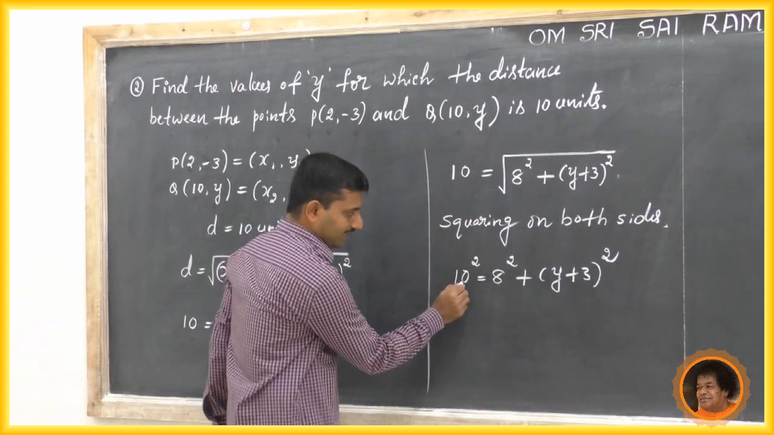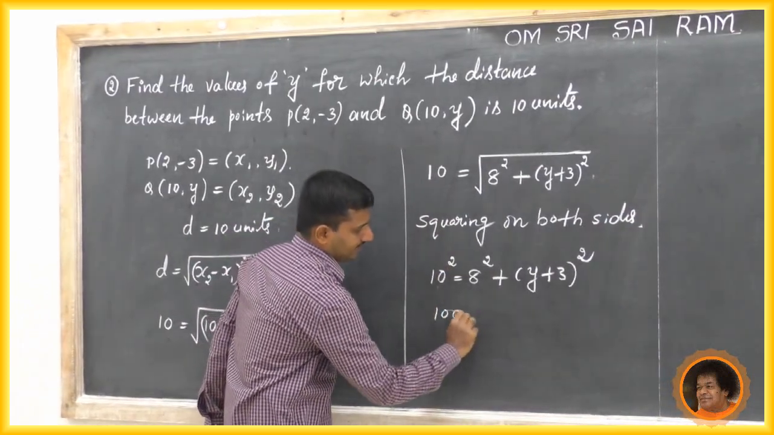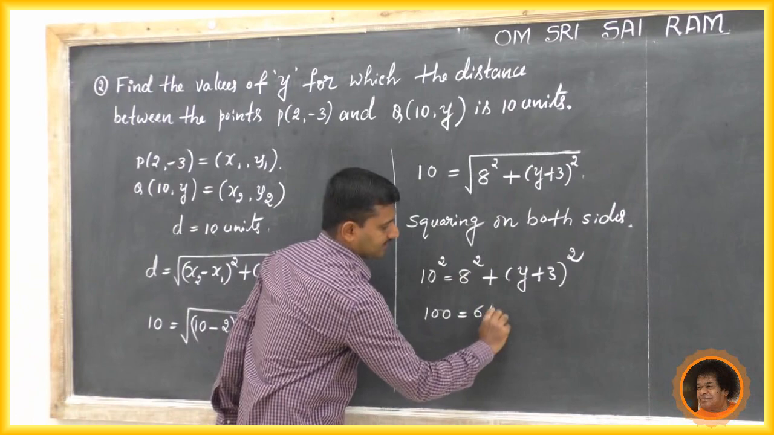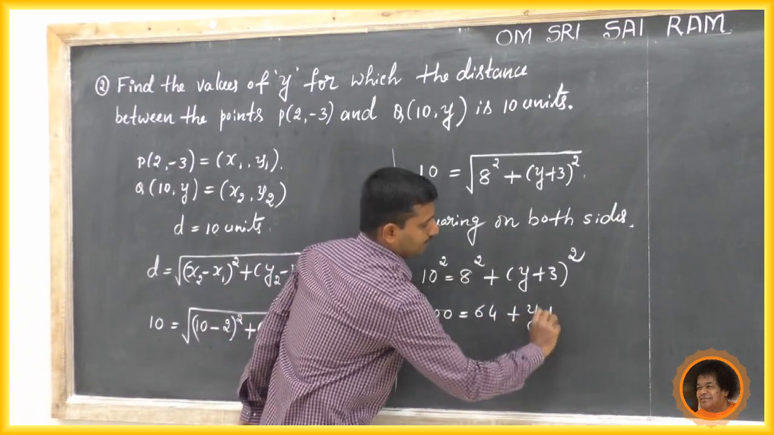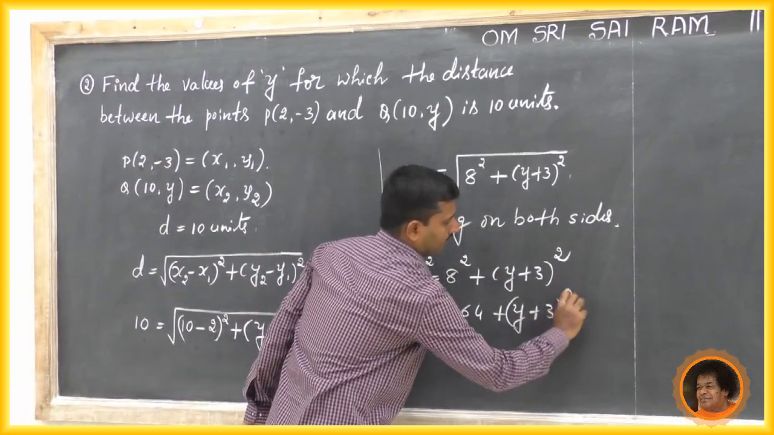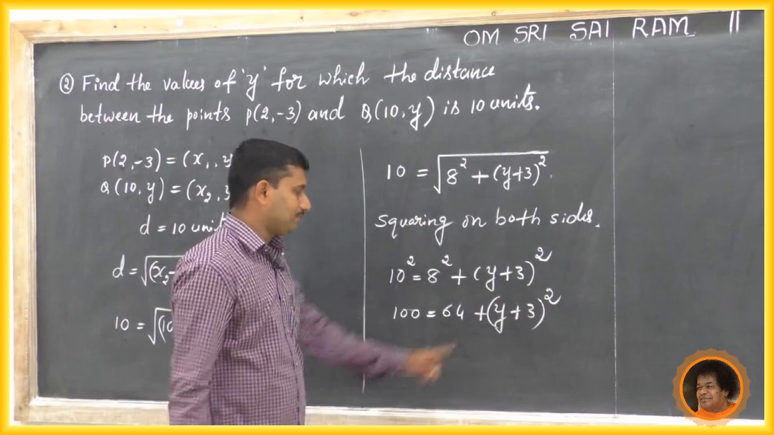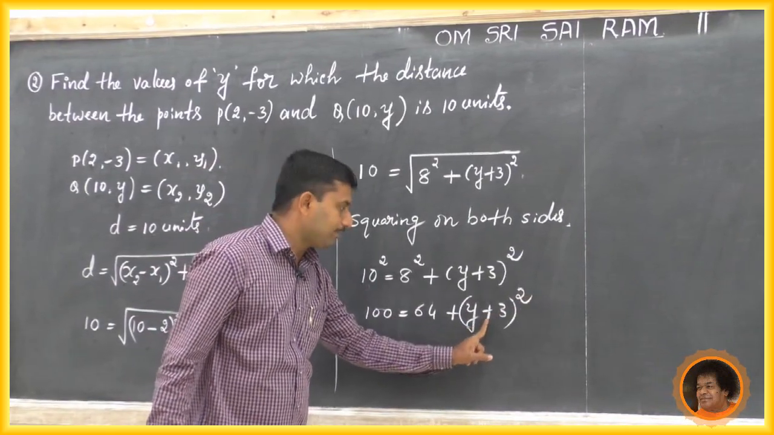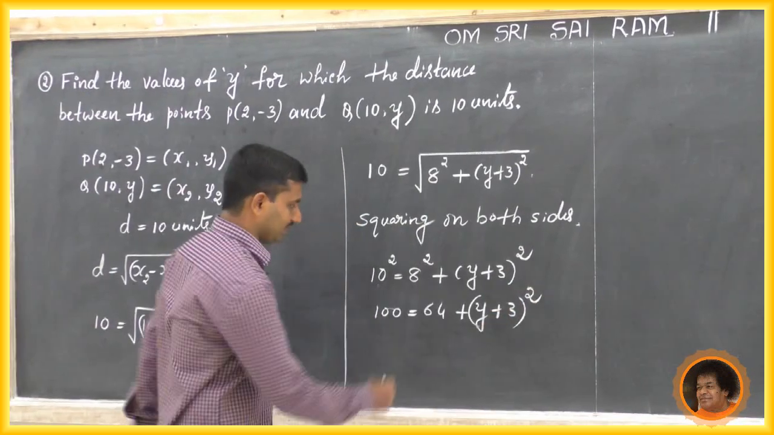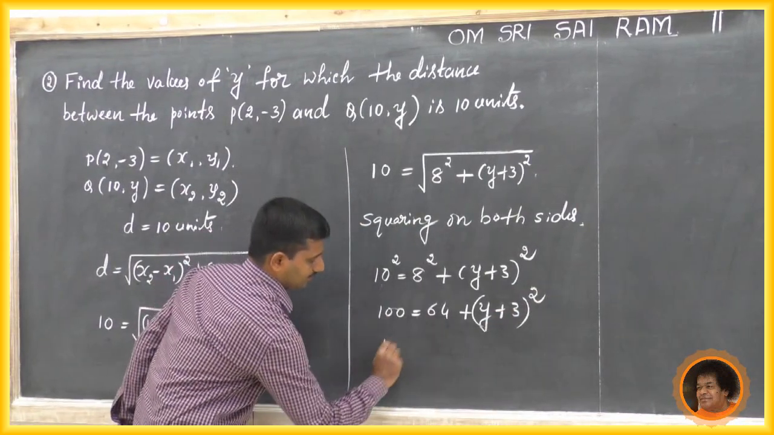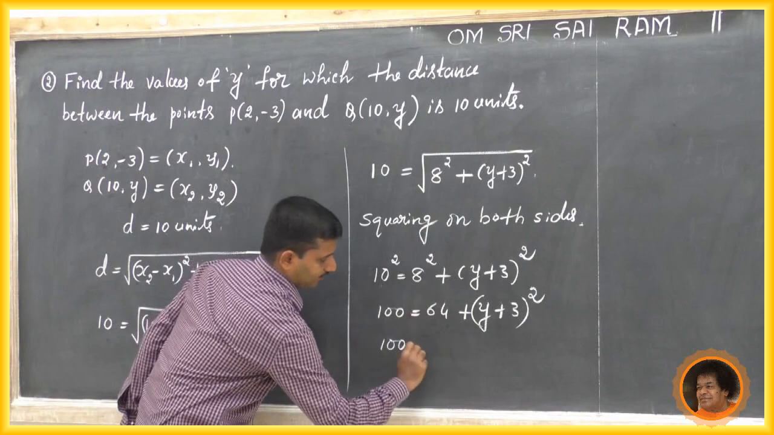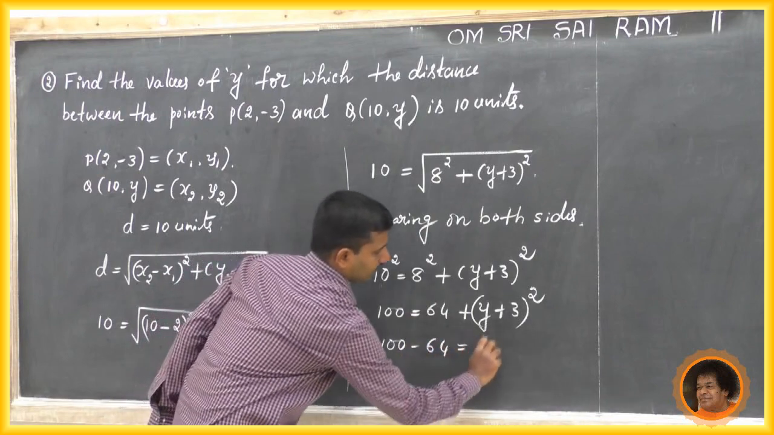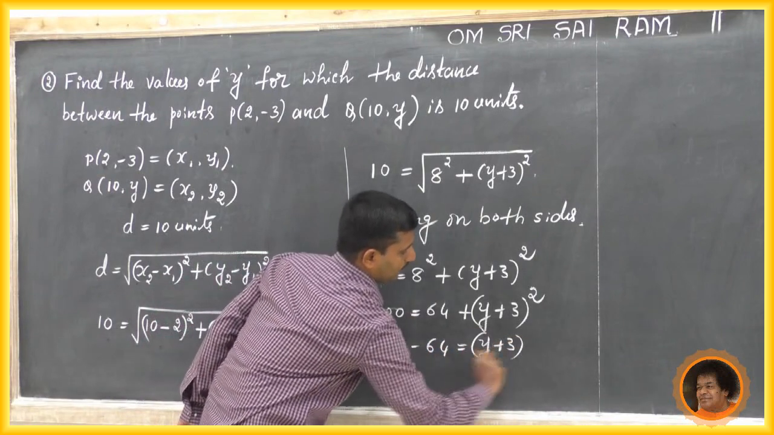Now simplify. 10 square means 100 equal to 8 square is 64 plus y plus 3 whole square. Either you expand y plus 3 whole square, so this is in the form of identity a plus b whole square, or one more method. Now transpose the constant term. 100 minus 64 equal to y plus 3 whole square.